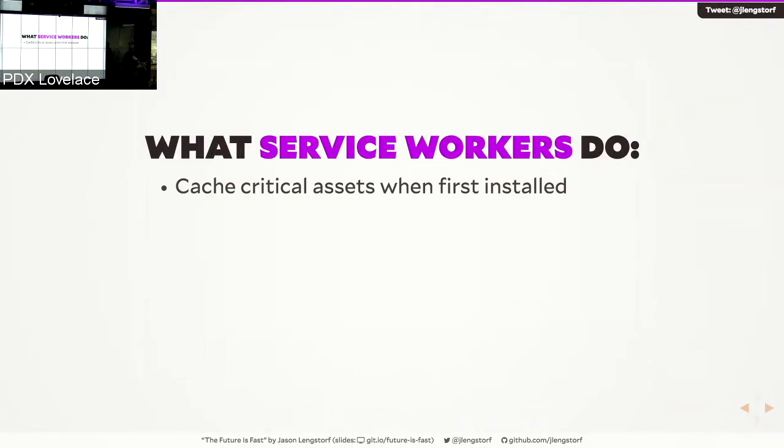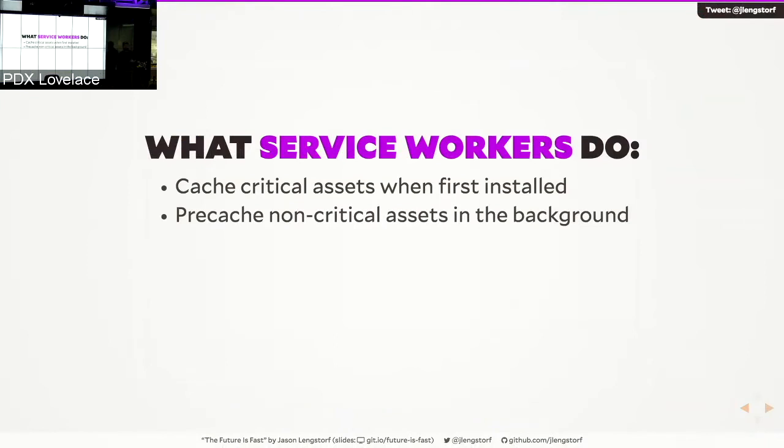And when it happens, those get cached in my browser so that the next time I hit, they're already there. I don't have to download them again. We also pre-cache the non-critical assets in the background. That's that non-blocking cache. And it then acts as a proxy for all outgoing requests.